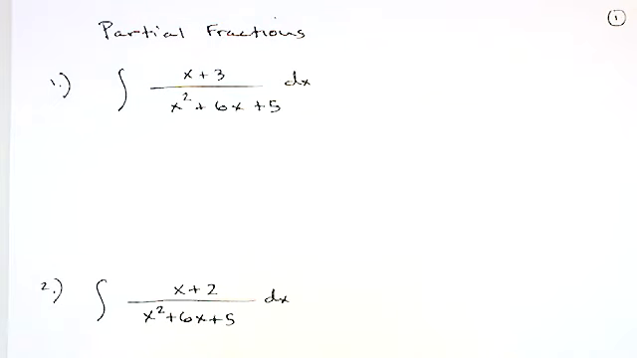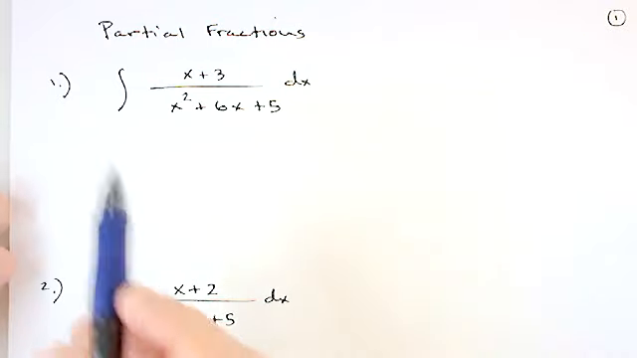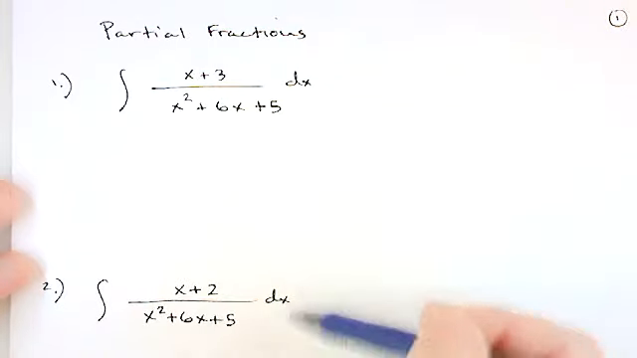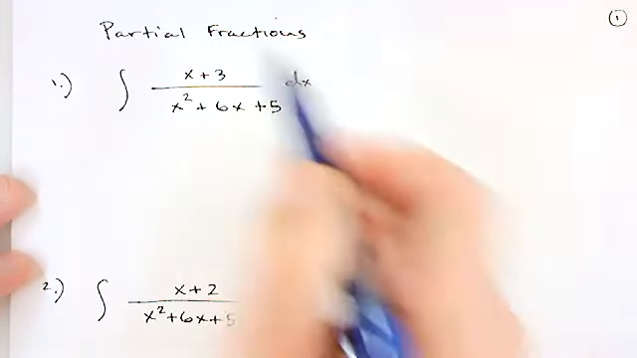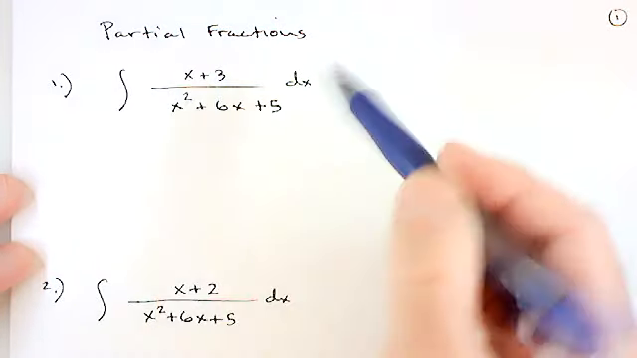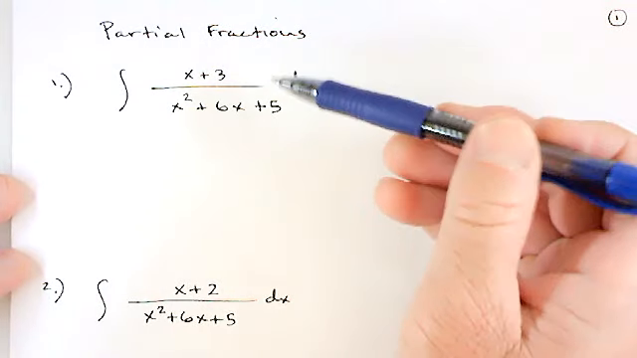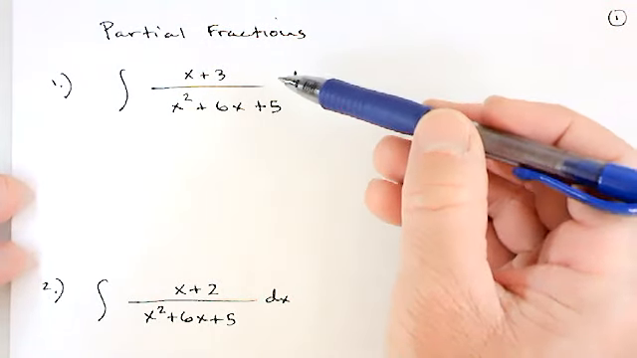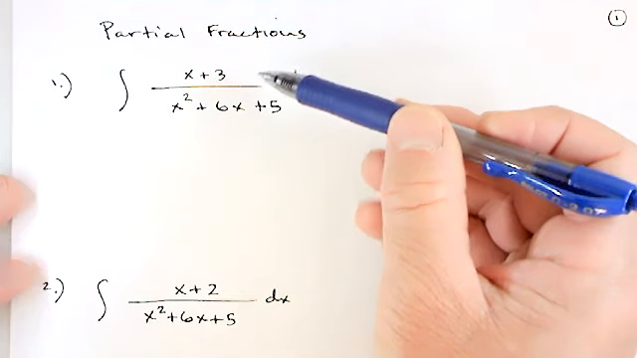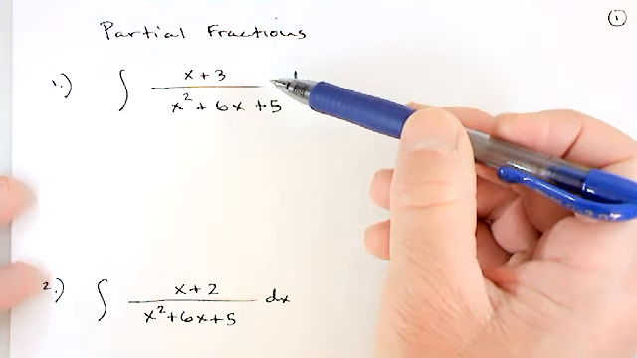Okay, so here's a short video about a technique of finding antiderivatives called partial fractions. Let's start with two examples that look very similar. As the name implies, partial fractions is a technique you'll possibly use if you're finding the antiderivative of a fraction.